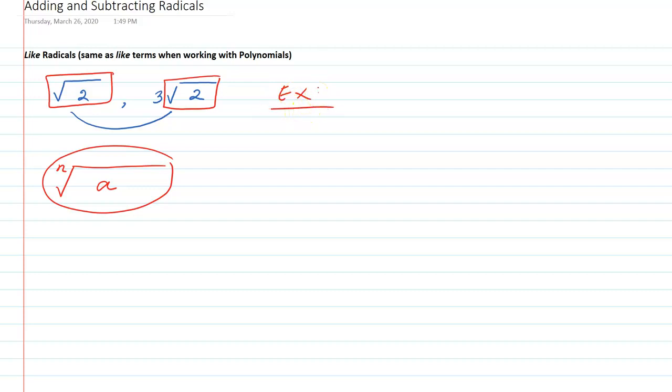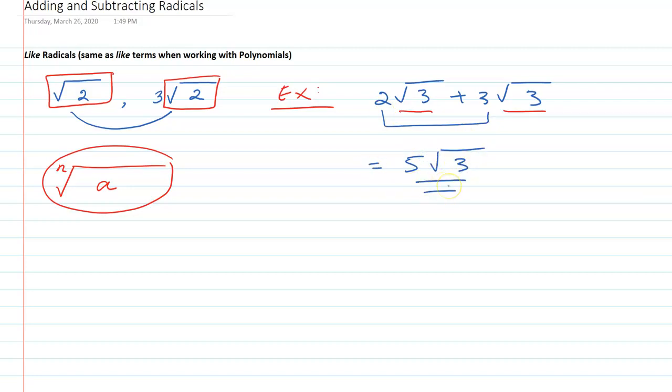Example 1, let's do 2 root 3 plus 3 root 3. The first thing we have to deal with is that, yes, root 3 here, that's like terms, right? They're the same. Excellent. Now we're just going to add 2 of these plus 3 of the same. Well, we have 5 root 3. And that is it. Let's do another one.